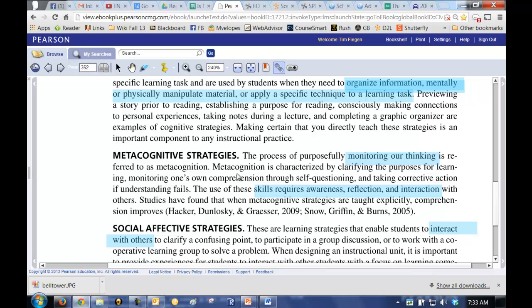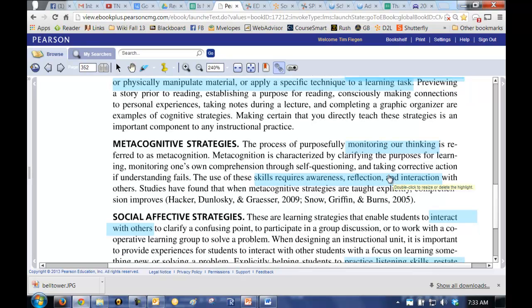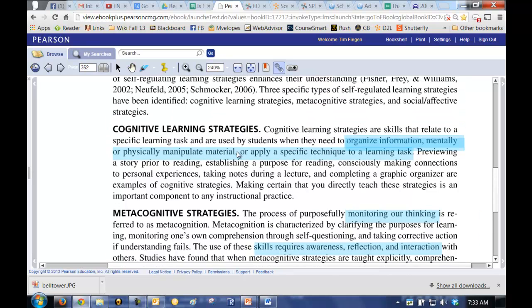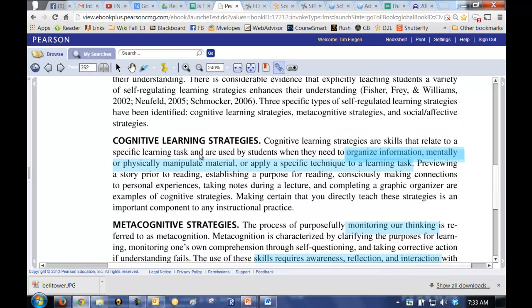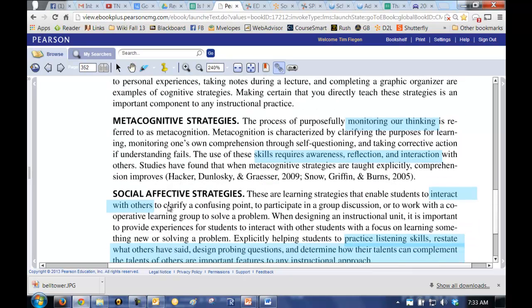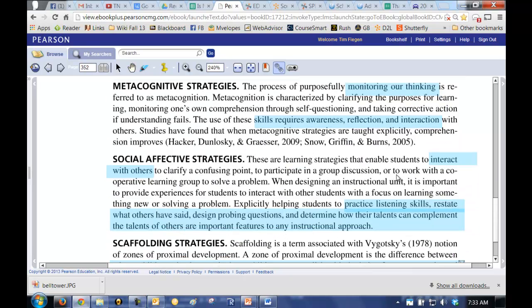But metacognitive strategies are this: monitoring the thinking. It's a skill that requires awareness, reflection, interaction. Those are some buzzwords. Reflect, interact, be aware of. And again, that's part of your vocabulary. And all of these, again, please read these all completely. Cognitive learning strategies, metacognitive, social effective, and that is how you're going to interact with others.